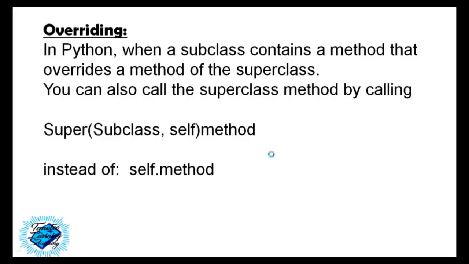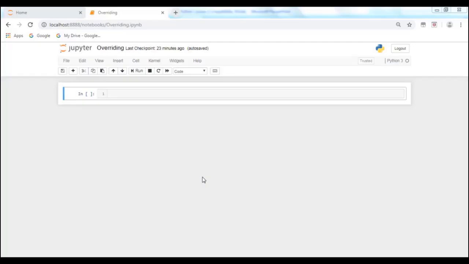Overriding. In Python, overriding happens when a subclass contains a method that overrides a method of the superclass. You can also call the superclass method by calling super open parenthesis subclass and self close parenthesis dot method instead of self.method. And suppose we have a class called skills.